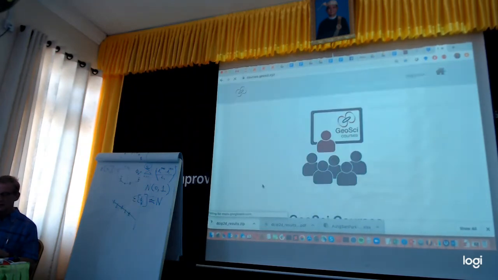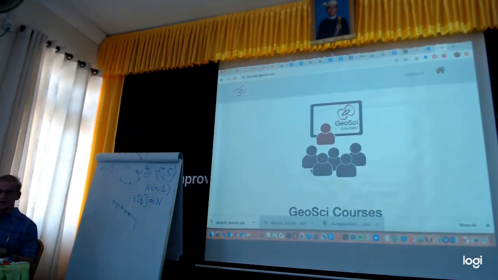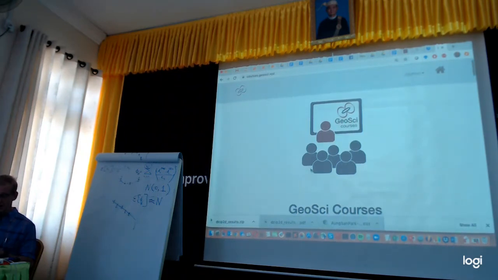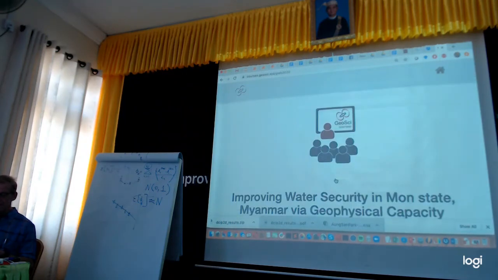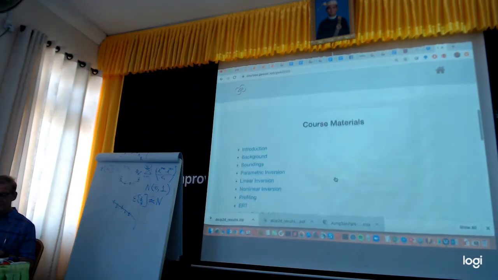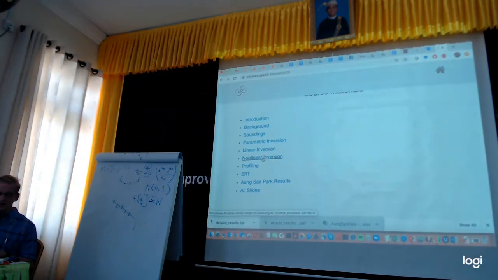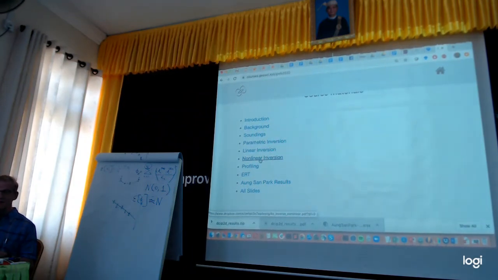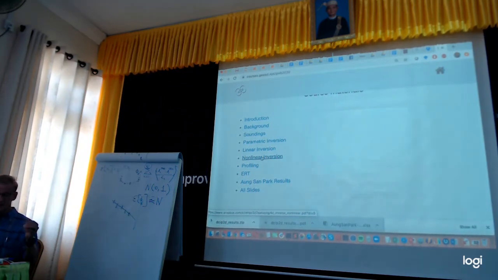Okay, so can everybody access the GSI Geoscience course, GSI.xyz? Okay, then you have course materials. And then here's where we are. The linear inversion and the nonlinear inversion and the parametric inversion are up there for slides. So maybe we don't need to print these out anymore. I don't know, it actually would be nice. Then you could write on them.